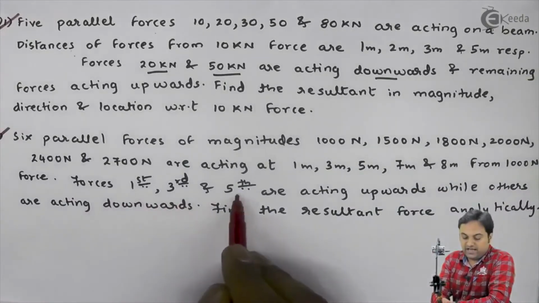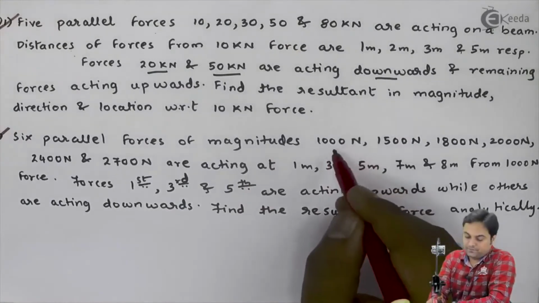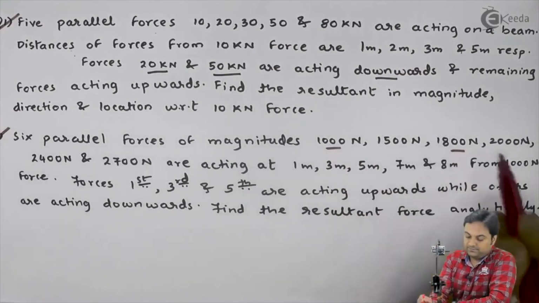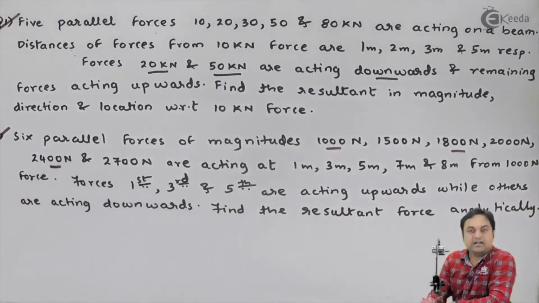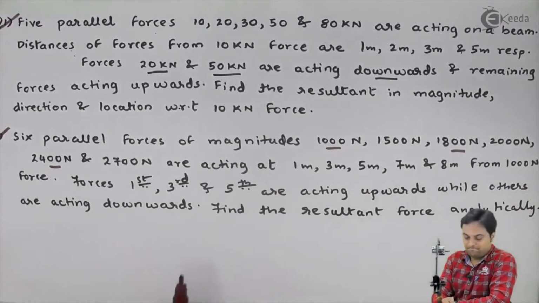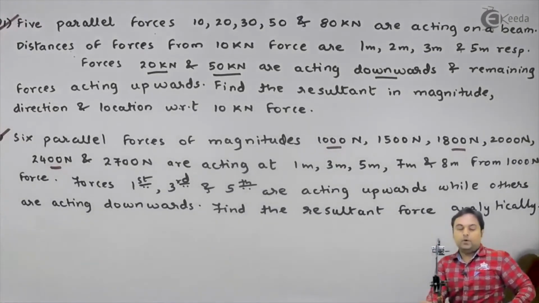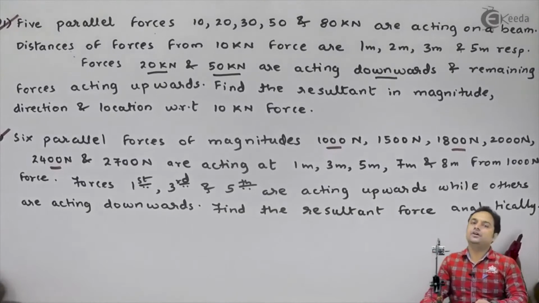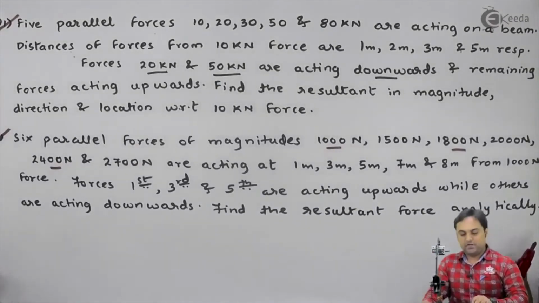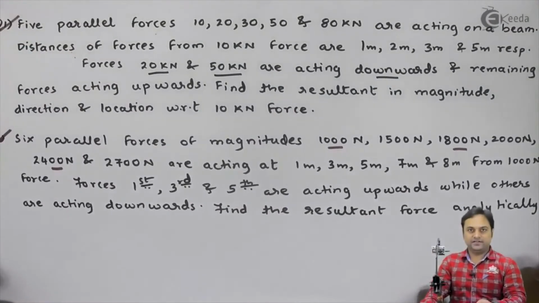Forces first, third and fifth are acting upwards while others are acting downwards. Find the resultant force analytically. Whatever methods we are using here, they are all analytical methods. So with the data given in this question, I will write the data first.